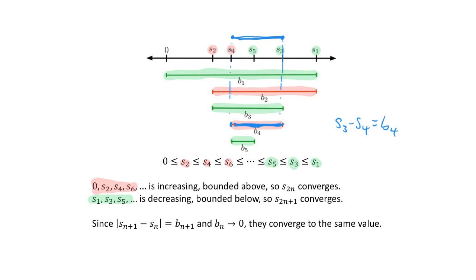And we know that the b sub n's go to 0. That was one of the conditions. These guys went to 0, and so they will converge to the same value. Not only do these guys converge, they'll converge to the same value, which means that some number in between these guys, we'll color it blue here, some number in between them will be the limit. But wait, there's more.